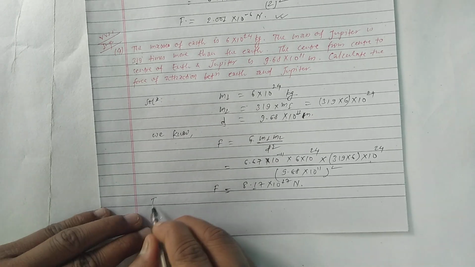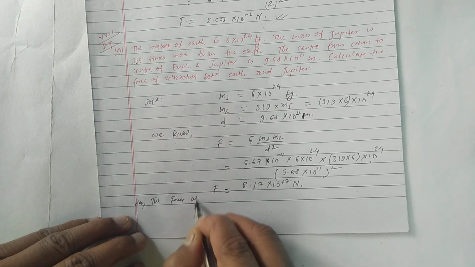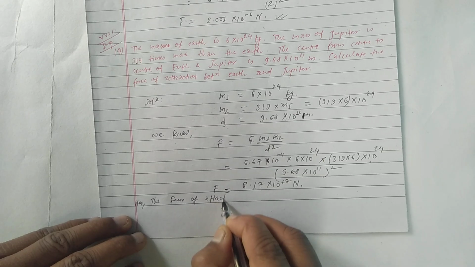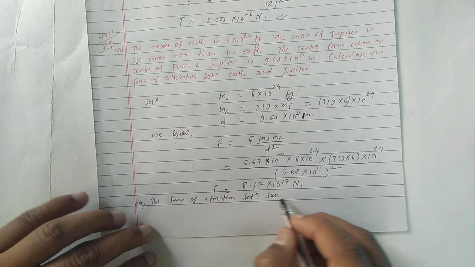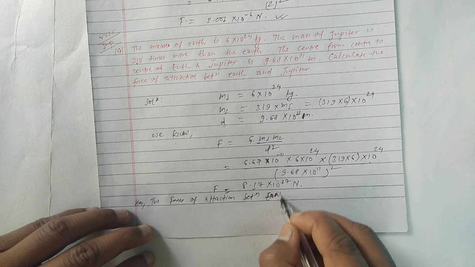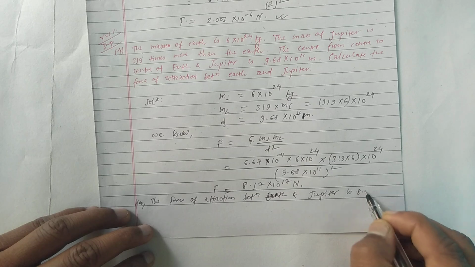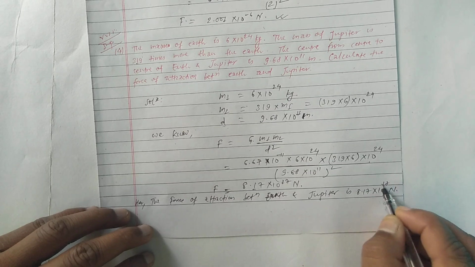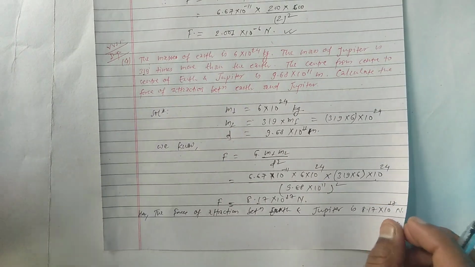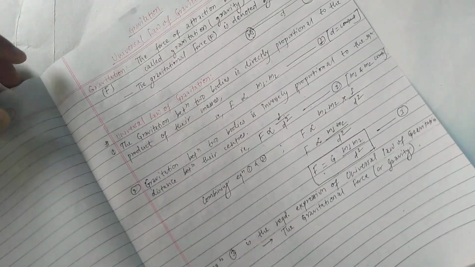Hence the force of attraction between the Earth and Jupiter is 8.17 into 10 to the power 17 Newton, which is our required force of attraction. Okay, so this is our question number 4. Now let's do the next question.